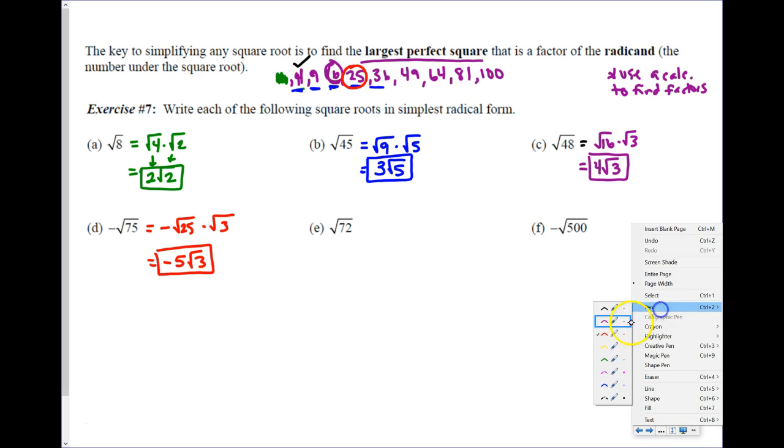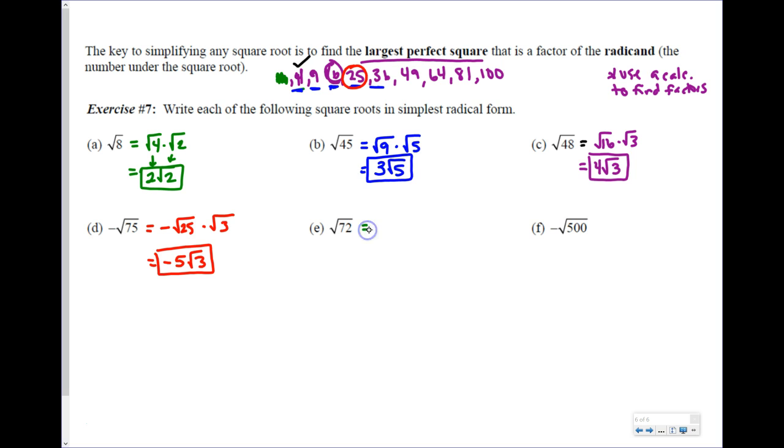72. 72 is a little bit trickier. Again, like I said, 4 is a factor of 72, but if you keep going, you will find that 36 is also a factor of 72. So I have square root of 36 times square root of 2. Okay? The square root of 36 is 6, and the square root of 2 gets brought down.